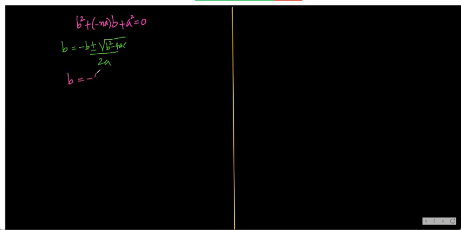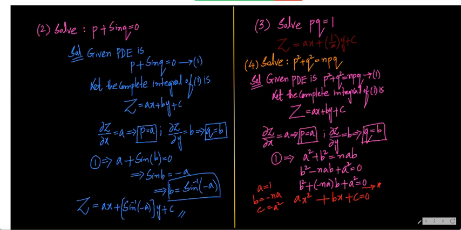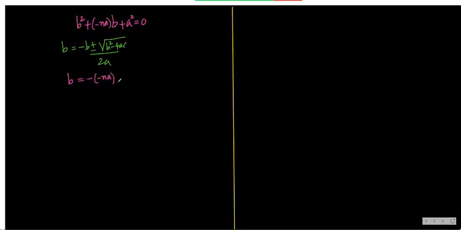The b value is minus of minus a, correct? Because in the previous page, the b value is minus na. So I want to write minus of minus n. Why 2 minus will come? Just 1 second. Okay, correct.